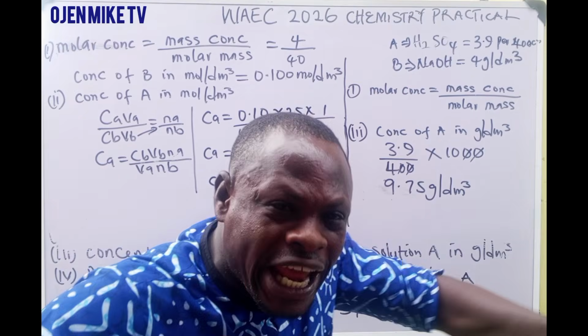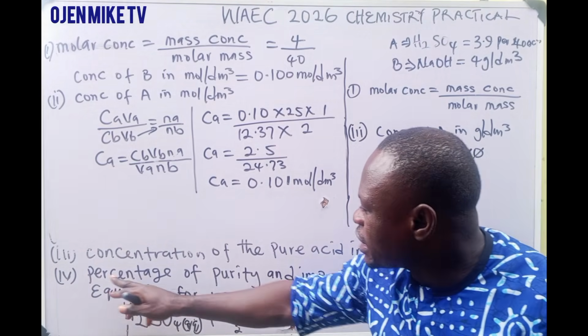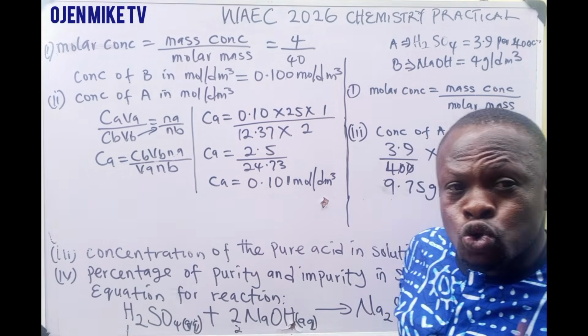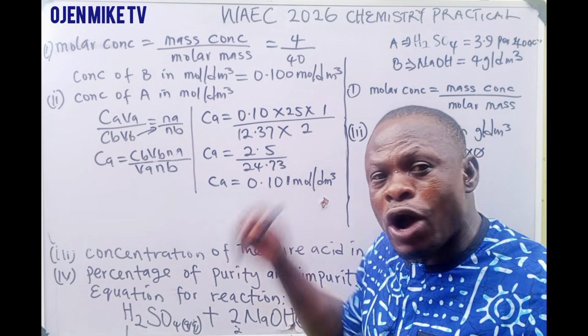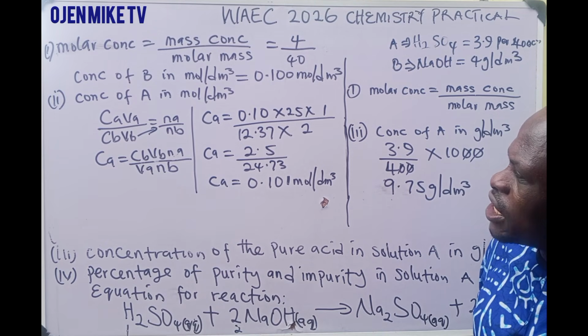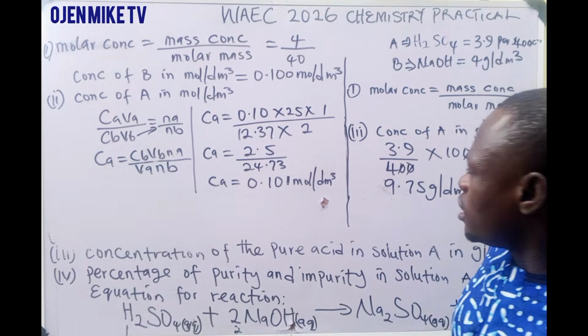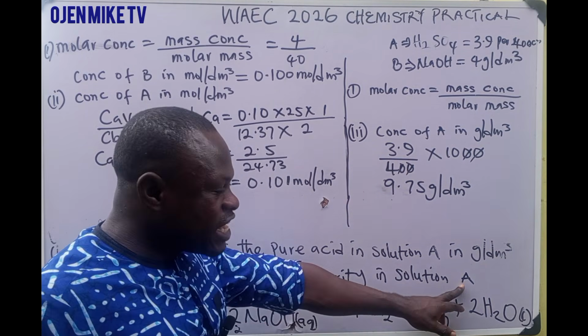Then the next one that is more important, the one that is more important is what? Percentage of purity. This question, you have to be very, very careful because it is likely that they were going to ask it. Do you get that? How do you get our percentage of purity? Now before getting that, remember we are looking at the one of A, not B.